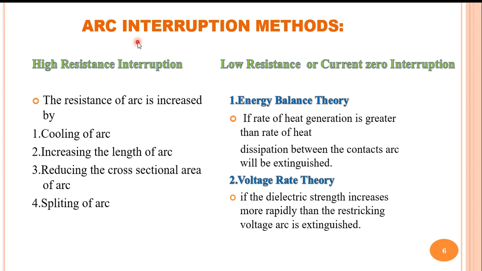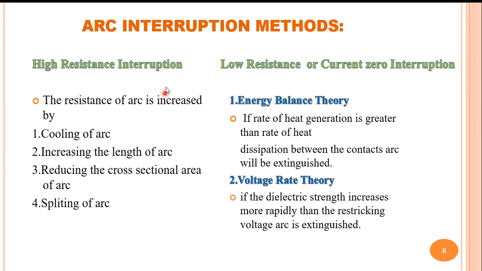Mainly, there are different theories associated with arc interruption. They are high resistance interruption and low resistance or current zero interruption. In high resistance interruption, the resistance of the arc is increased by cooling the arc, increasing the length of the arc, reducing the cross sectional area of the arc, or splitting the arc. In high resistance interruption, the arc resistance is increased to interrupt the arc.